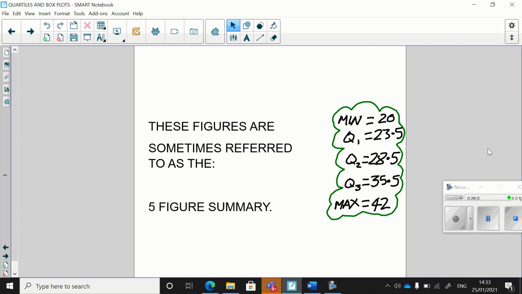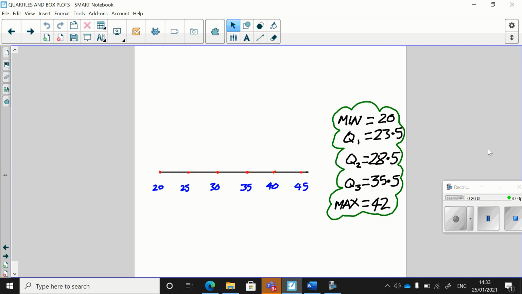Right, let's go and get a box plot from this. Sort out the scale. My smallest number is 20, so there's no point going all the way back to 0. My biggest number was 42, so because I'm going up in 5s here for whatever reason, just depends on your scale, I went up to 45. That's manageable. 42 is quite close there.